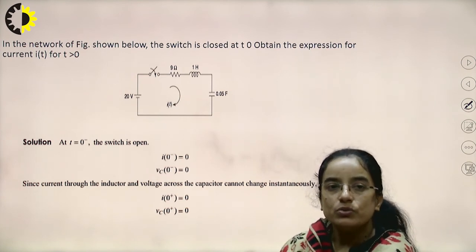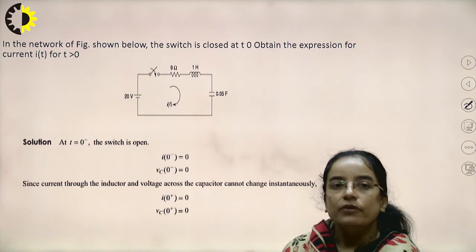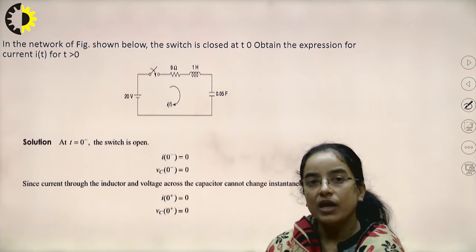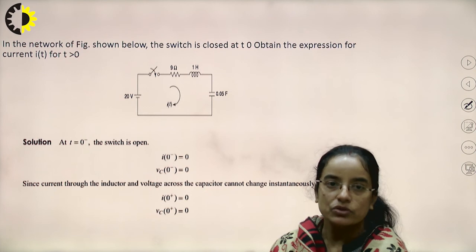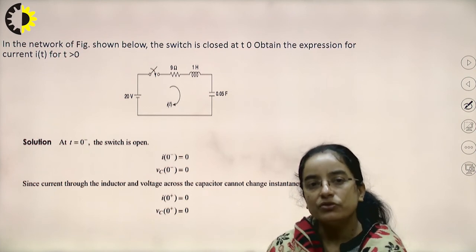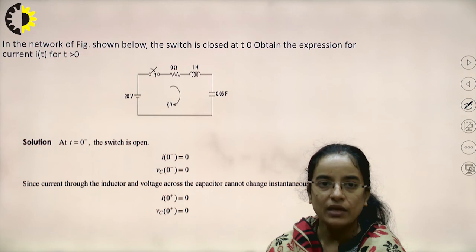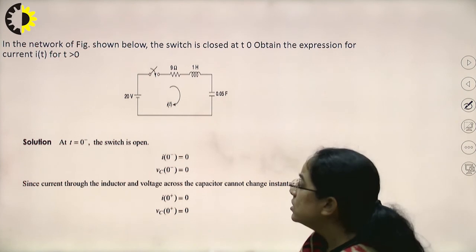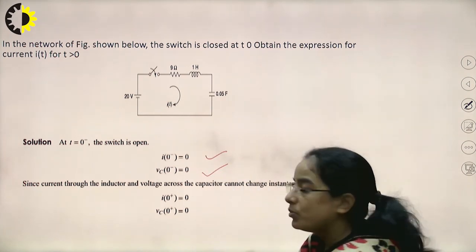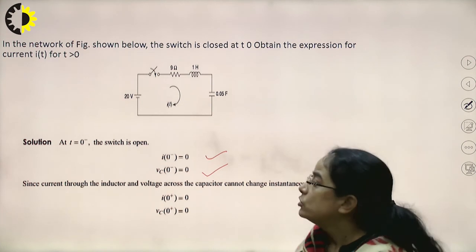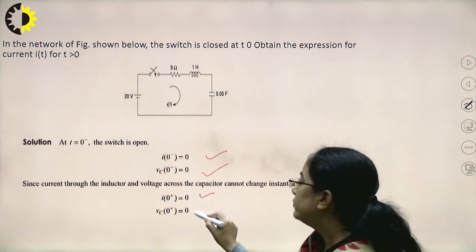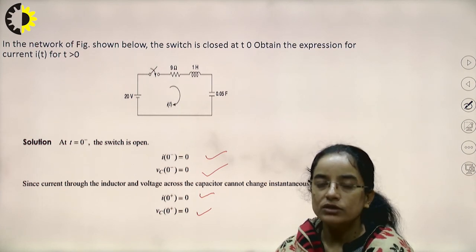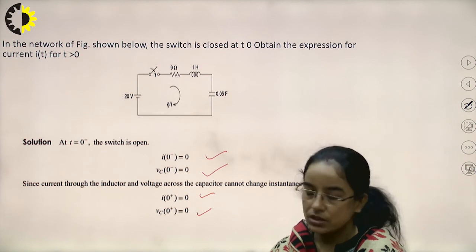When the switch is open, there is nothing mentioned in the question, so we will not be able to calculate the initial values. So here when the switch is open, we assume that the current through the inductor and the voltage across the capacitor are 0, because nothing has been mentioned in the problem for calculating the initial values. So when the switch is closed, I(0+) and Vc(0+) are also equal to 0, because current through the inductor and voltage across the capacitor don't change instantaneously.